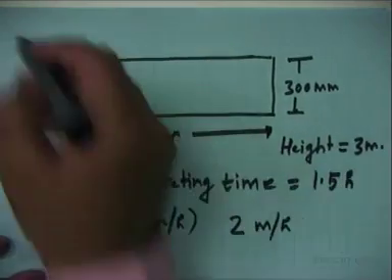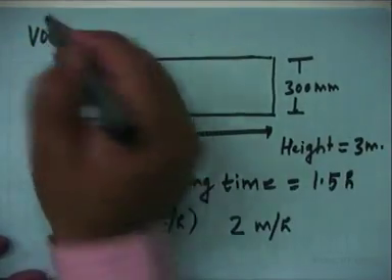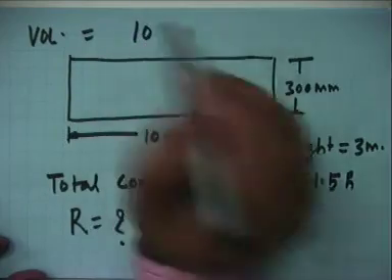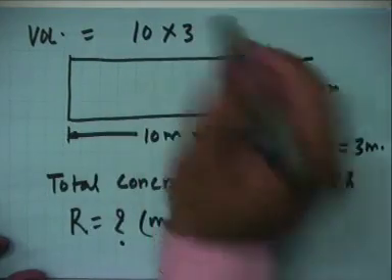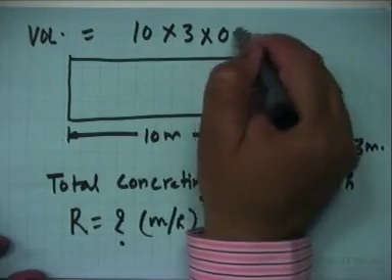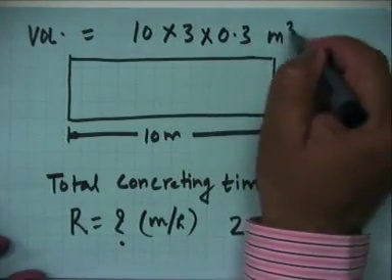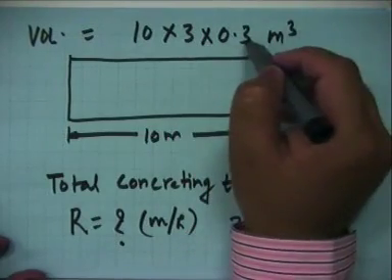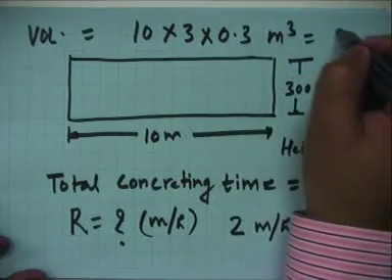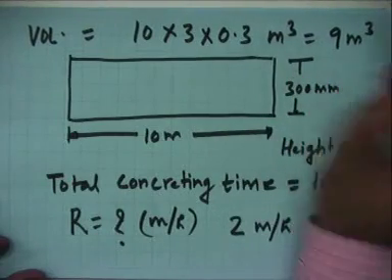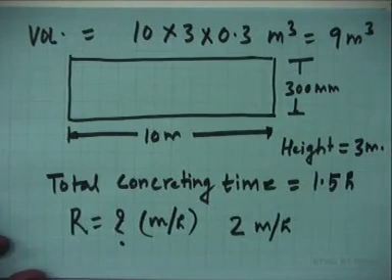We will try to find. First I calculate the volume. Volume is 10 meter by 3 meter by 0.3 meter. So, this is 30 into 0.3, so it is 9 cubic meter. All of you have got this volume? Is it all right?